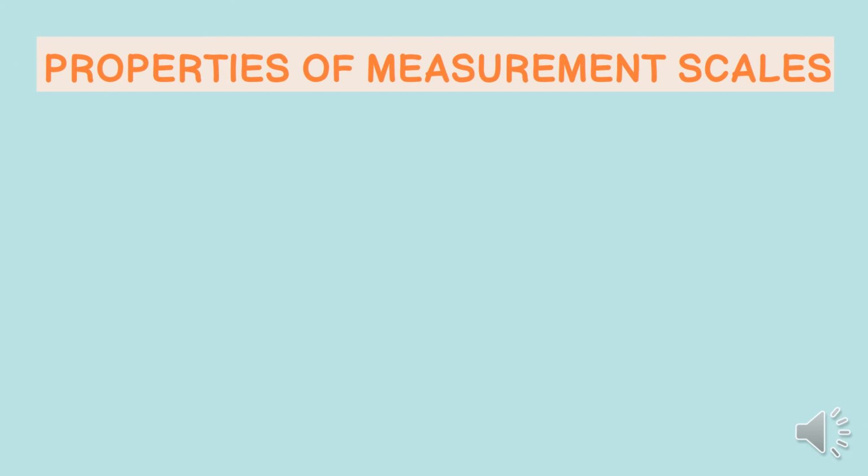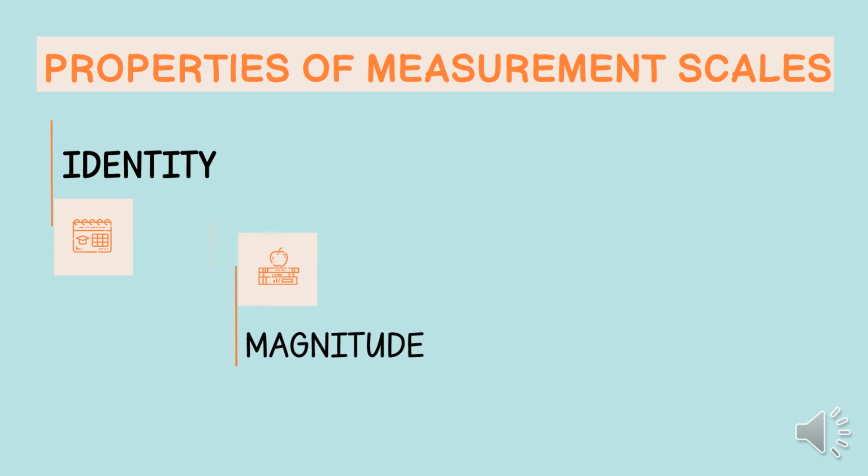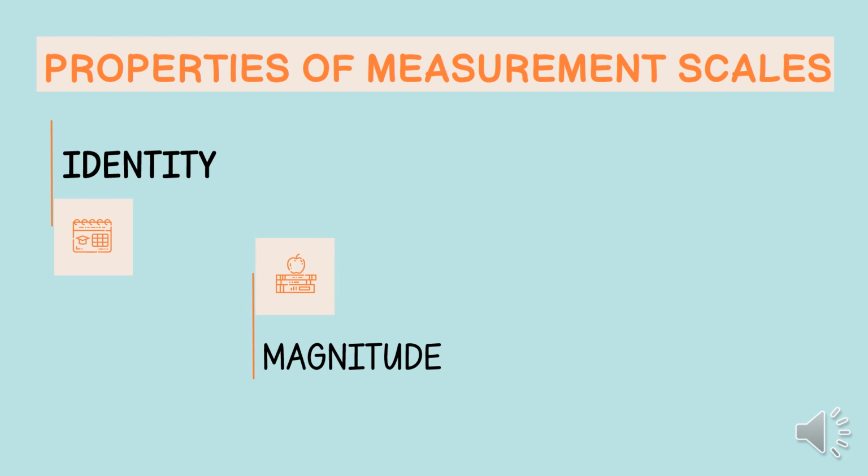Each scale of measurement satisfies one or more of the following properties of measurement. First, we have identity, in which each value on the measurement scale has a unique meaning. We also have magnitude, that values on the measurement scale have an ordered relationship to one another. That is, some values are larger and some values are smaller.